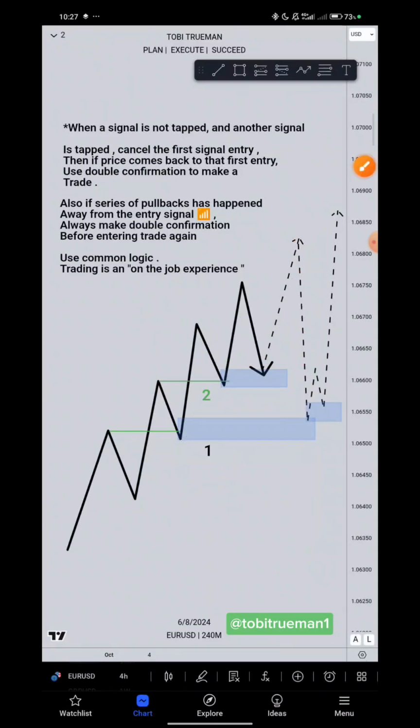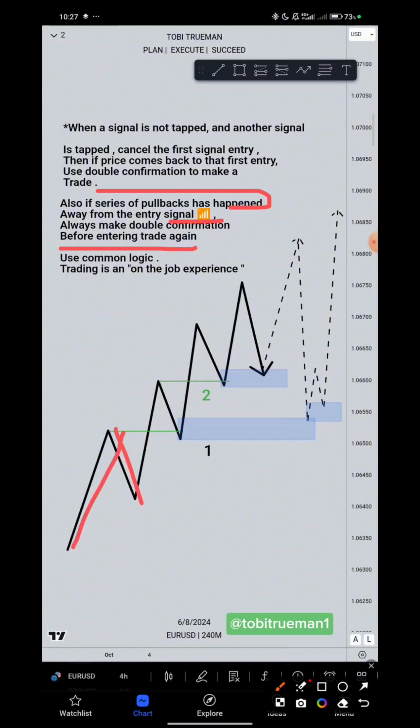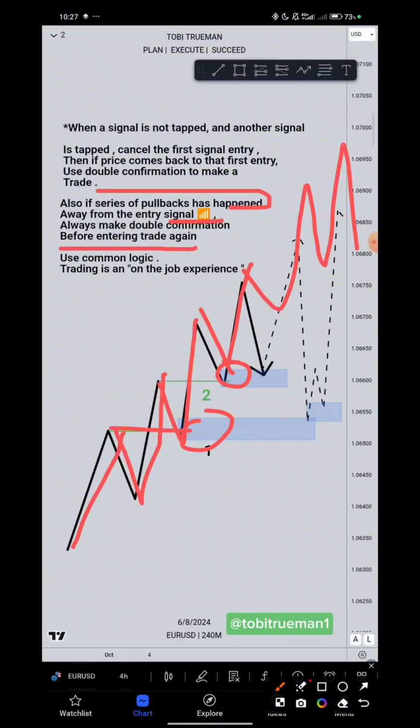All right. Then the other part is also, if a series of pullbacks has happened away from the entry signal, always make double confirmation before entering a trade again. This is what I'm saying. Series of pullbacks. This is the first one. This is our signal. Number 1 signal was not activated. It went up again. Number 2 signal not activated. It went up again. Maybe we'll now have another pullback. Then price is coming back.